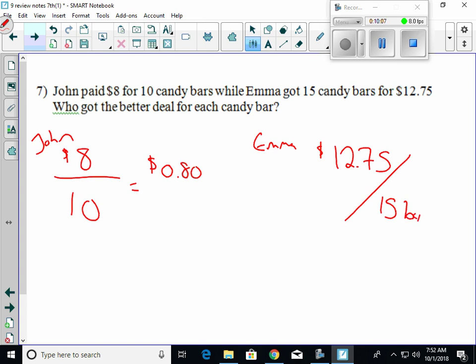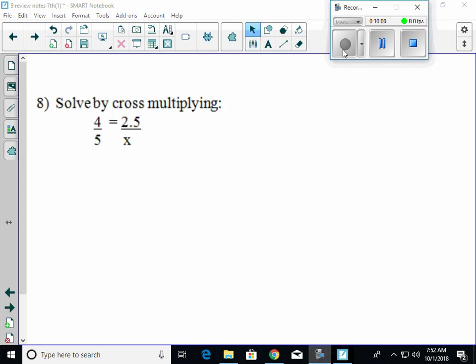So this is an extra method using algebra that you learned in 7th grade. I'm going to bring down the equal sign. When I have a proportion, I have two fractions and an equal sign in between them. That's the only time I can cross multiply. So I'm going to go up and write that first value to the right. 5 times 2.5 is 12.5. Don't forget that equal sign in the middle.